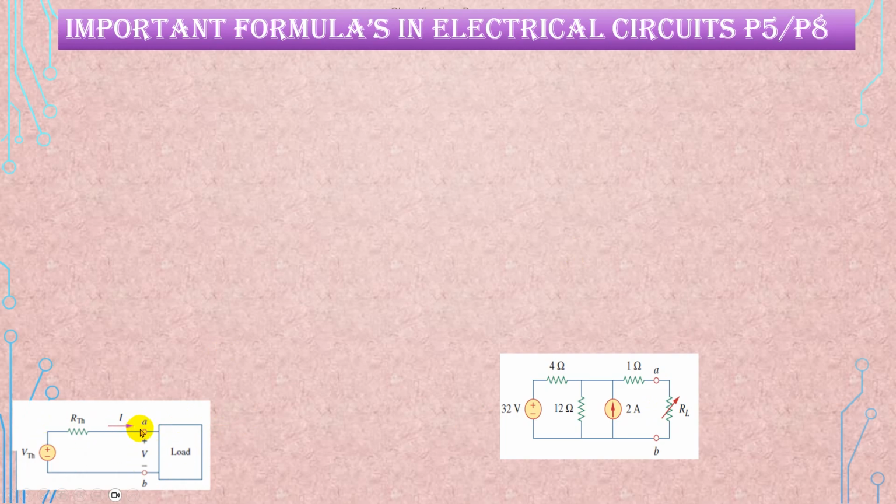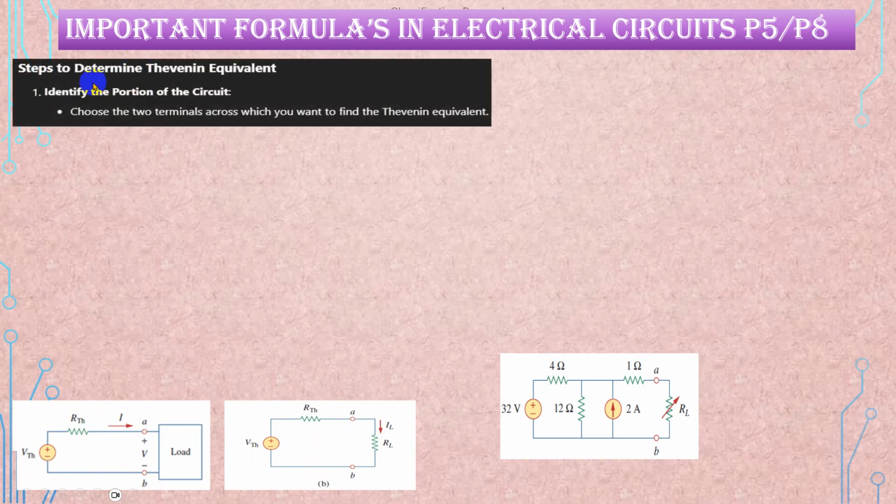The current is coming from this equivalent circuit, which is V Thevenin, the voltage, and R Thevenin, the equivalent resistance of that big circuit. If you remove this load and put RL, it becomes V Thevenin and R Thevenin between two terminals, and this is your RL. Now, what steps do we have to follow? Identify the portion of the circuit, meaning between which nodes we want to find the equivalent circuit and equivalent voltage. That is between terminals A and B.